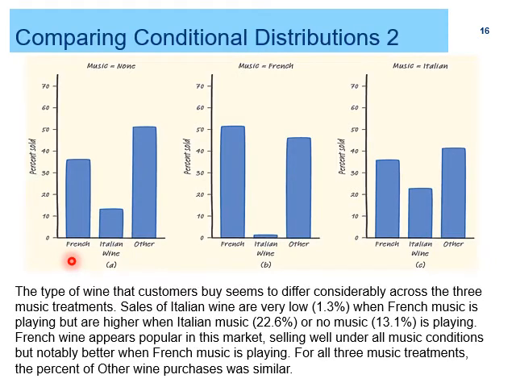The type of wine that customers buy seems to differ considerably across the 3 music treatments. Sales of Italian wine are very slow when French music is playing, but are higher when Italian music or no music is playing. French wine appears popular in this market, selling well under all music conditions. For all 3 music treatments, the percent of other wine purchases was similar.